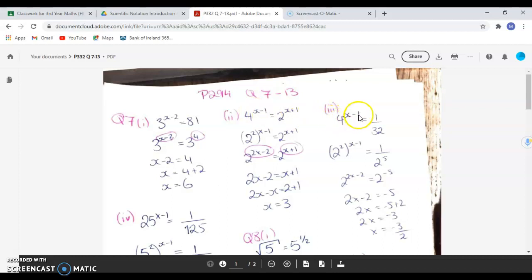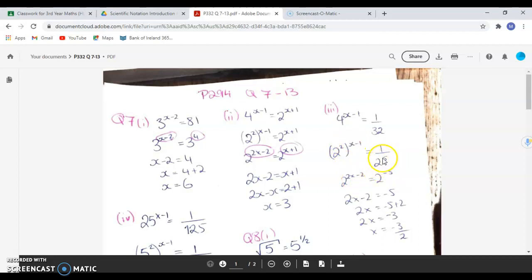4 to the x minus 1 is equal to 1 over 32. Now, use 2 as a base. You'll generally be using 2, 3 or 5 as a base, okay? So 2 is your base, so 4 can be rewritten as 2 squared. 32 can be rewritten as 2 to the 5. So power to a power you multiply, so that becomes 2x minus 2. There it is. 2 to the 5.